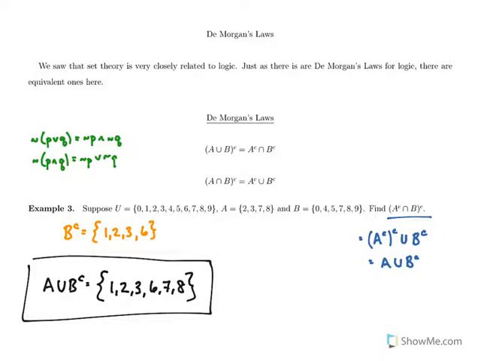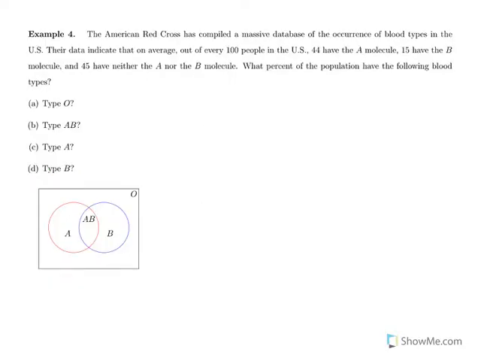All right, so let's look at one more problem here. The American Red Cross has compiled a massive database of the occurrence of blood types in the US. Their data indicate that on average, out of 100 people in the US, 44 have the A molecule, 15 have the B molecule, and 45 have neither the A nor the B molecule. What percentage of the population have the following blood types? So note that type O is that we don't have A or B. So this is neither A nor B.